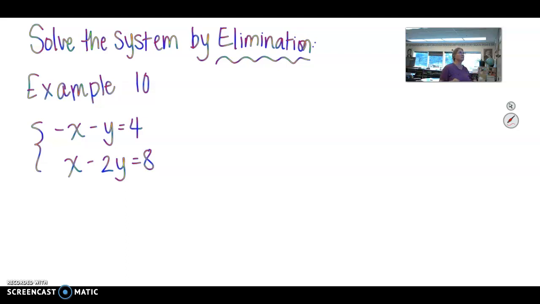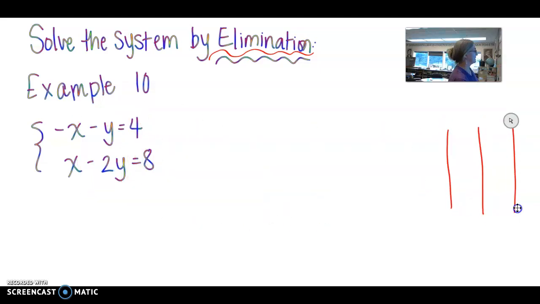Okay, so this one is also not solved. It's like 2 examples ago when we don't have x on one side by itself or y on one side by itself. And when that happens, there's another method that you can use called elimination. And what we're going to do is eliminate one of the variables, which is why it's called elimination. You want to use elimination when you have your x's lined up, your y's lined up, and your constants lined up, and it's not solved for one variable or another.